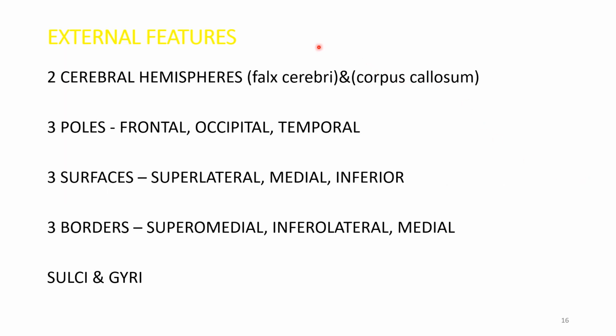Then coming to the external features. It has two cerebral hemispheres. Okay. They are separated by falx cerebri and corpus callosum, and it has three poles: frontal pole, occipital pole and temporal pole, and it has three surfaces: superolateral, medial and inferior, and it has three borders: superomedial, inferolateral and medial, and it has sulci and gyri.